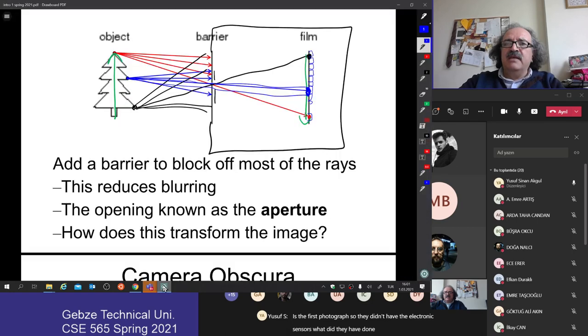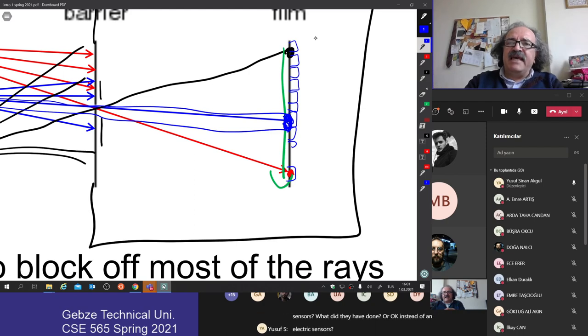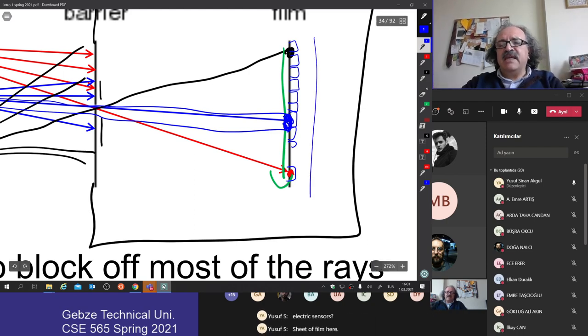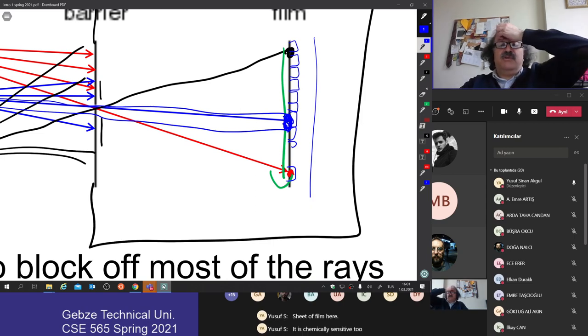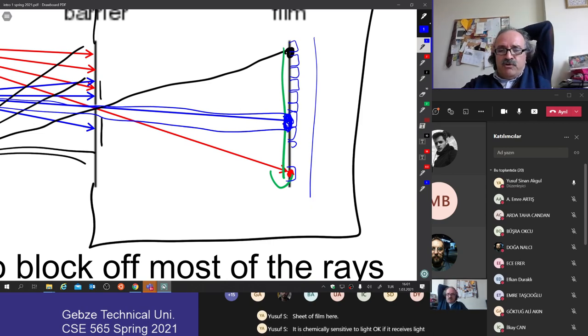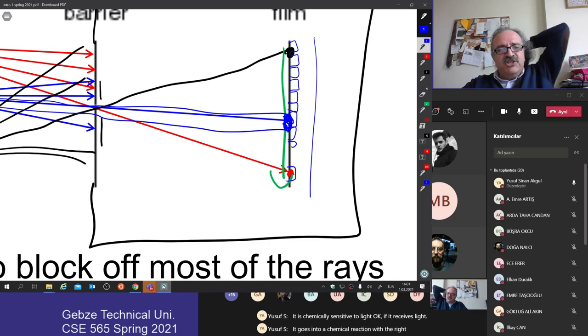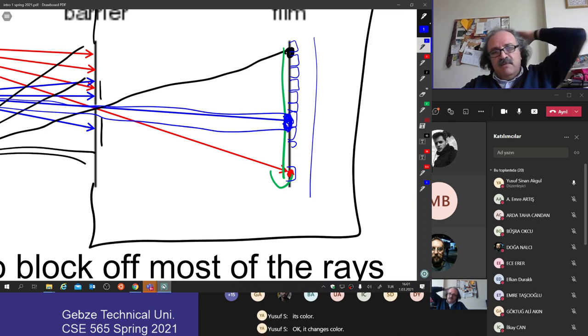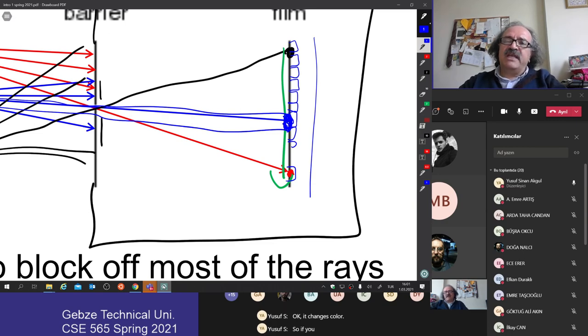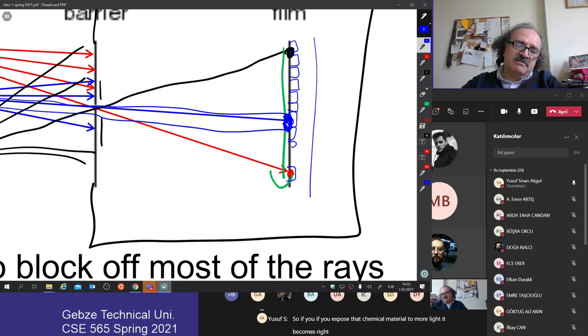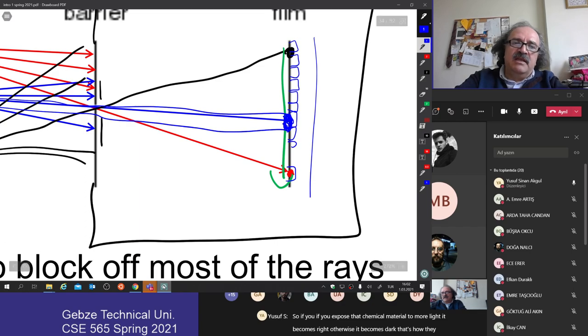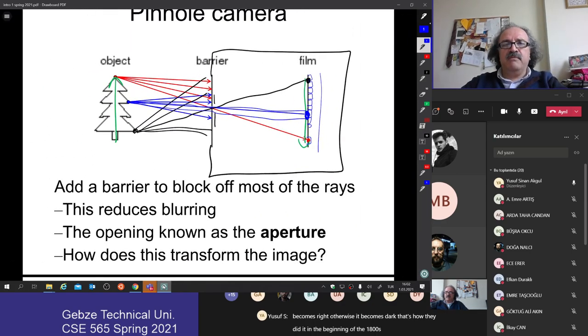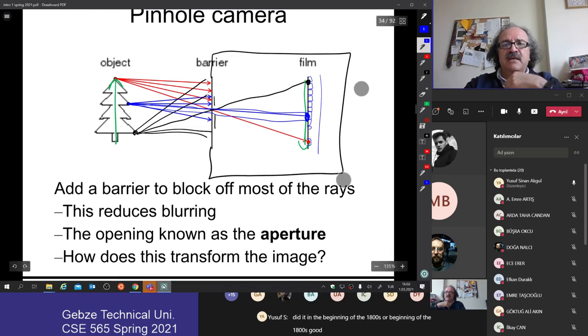Instead of an electric sensor, they placed a sheet of film here that is chemically sensitive to light. If it receives light, it goes into a chemical reaction with the light and it changes its color. So if you expose that chemical material to more light, it becomes white, otherwise it becomes dark. That's how they did it in the beginning of the 1800s. Good.